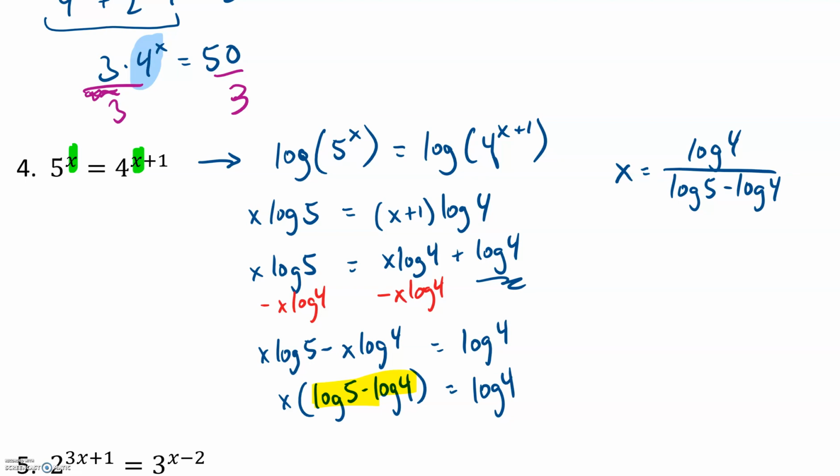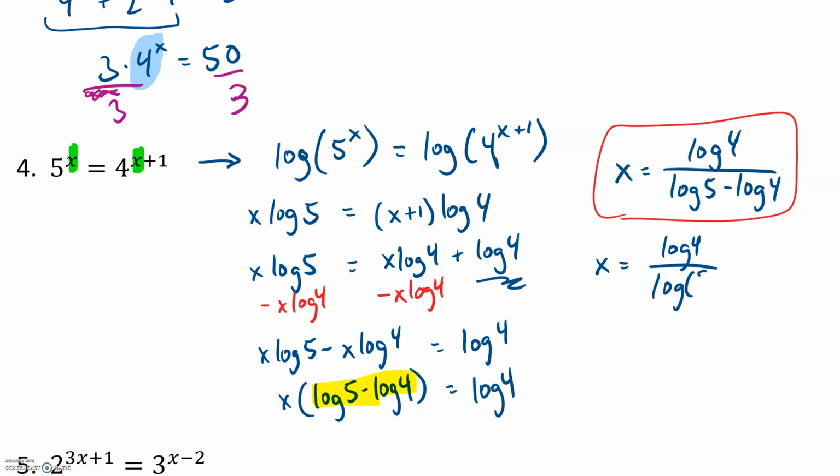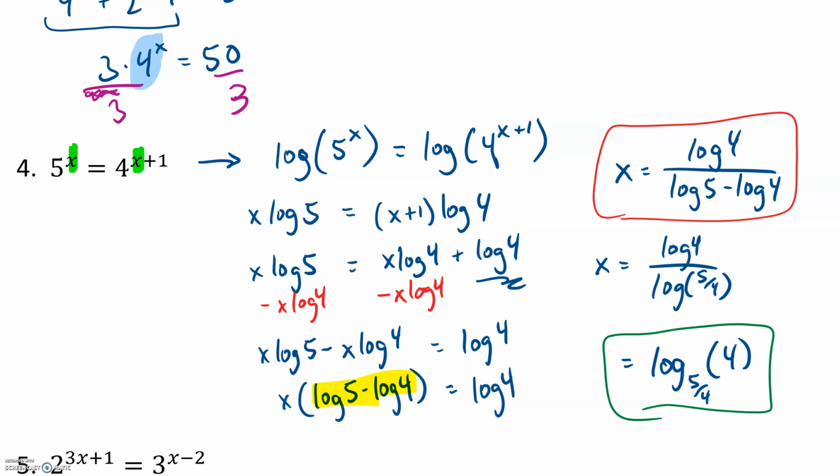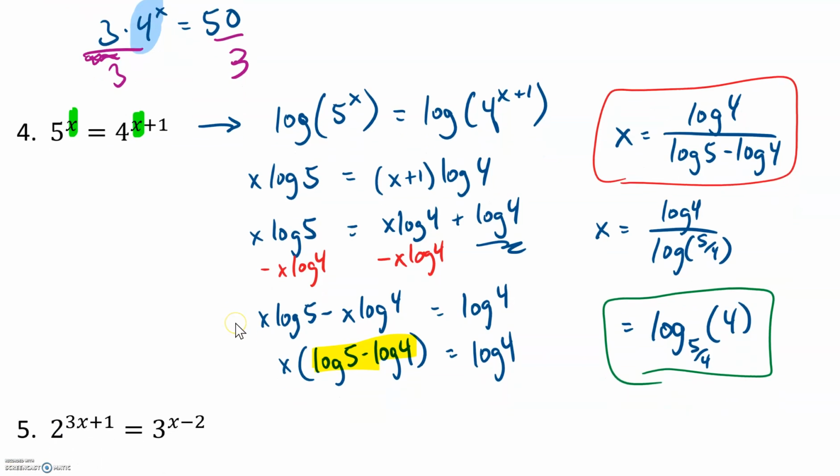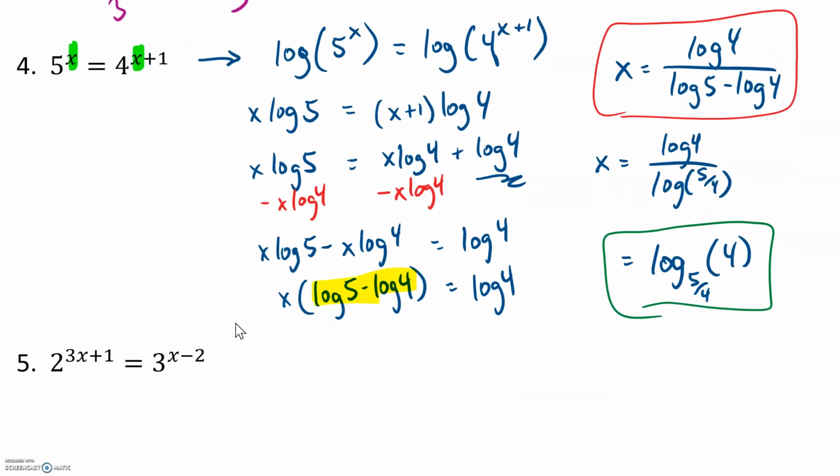And so this is a pretty good version for the final answer, but we could use some of the properties to make things smaller or simpler, different. I could write this as log of 4 over log of 5/4 using the quotient rule, and then using the change of base formula, we could change it to log base 5/4 of 4, right? So the other logarithms in the problem were log base 10. If we wanted to write it in a compact single logarithm, we could change it to log base 5/4. Now the equation in problem 5 can be solved in a similar way.